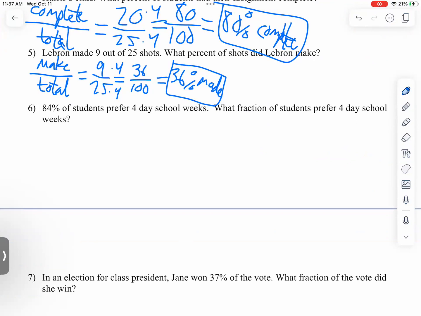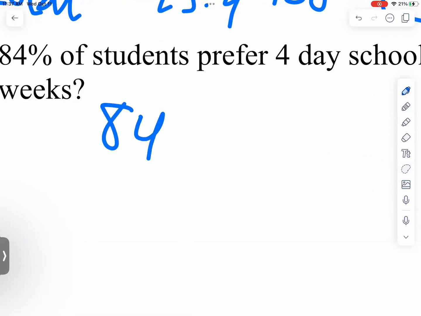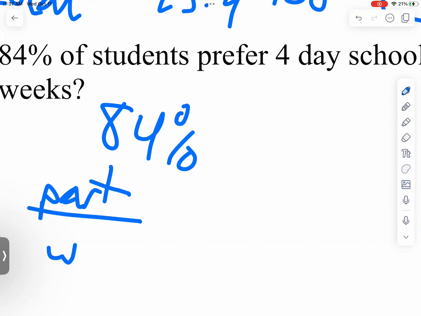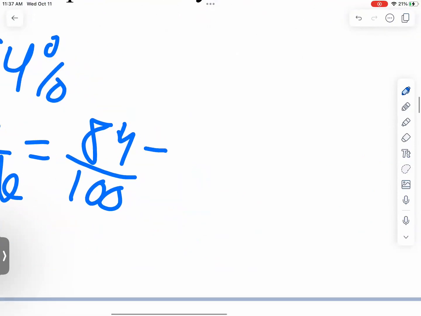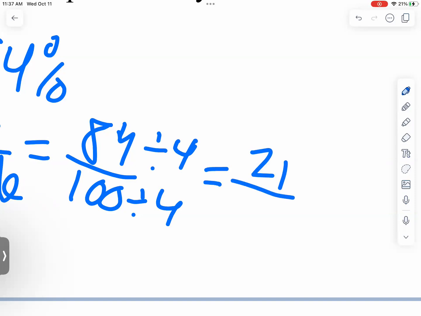84% of students prefer 4-day school weeks. What fraction of students prefer the 4-day school week? So you have 84%. So we're looking for the part out of the whole, or the percent that do want the 4-day week out of the total. So 84 out of 100. The common factor here, you could go with 2, but then you'll have to reduce again. That's okay. So if you went with 2, you would have got 42 out of 50 first. That's not a problem. You just have to divide by 2 again. So you could actually divide by 4 here. 84 divided by 4 is 21, and 100 divided by 4 is 25.